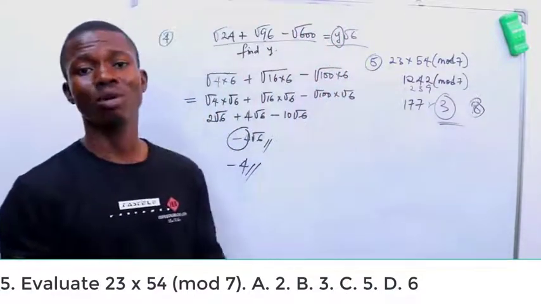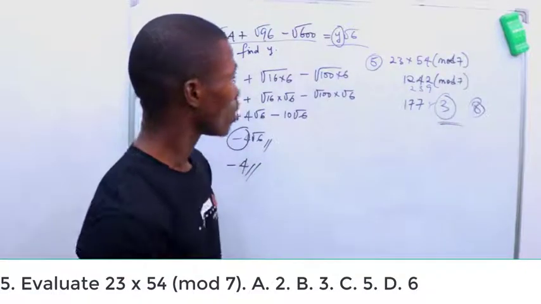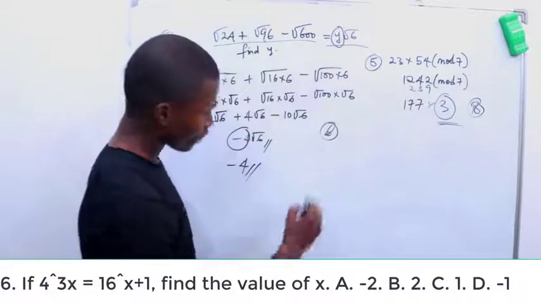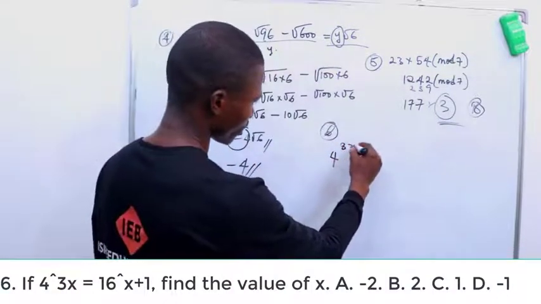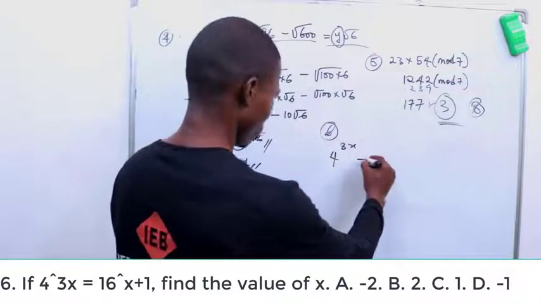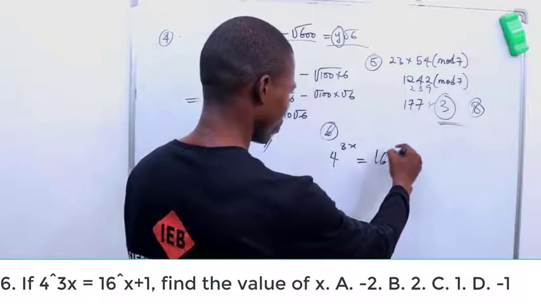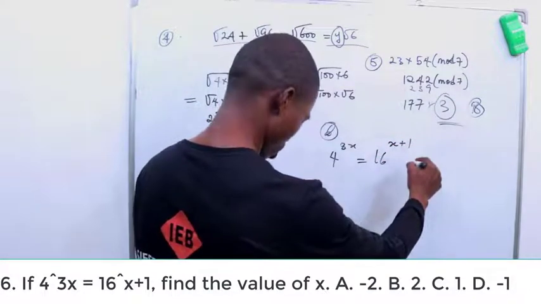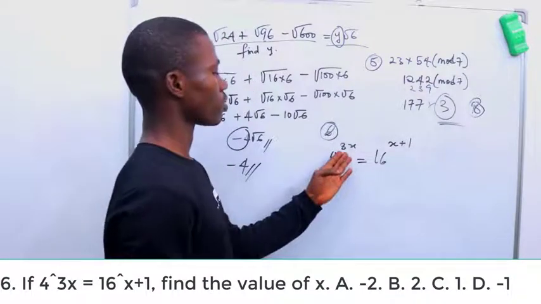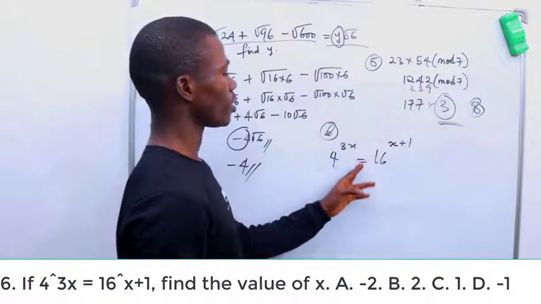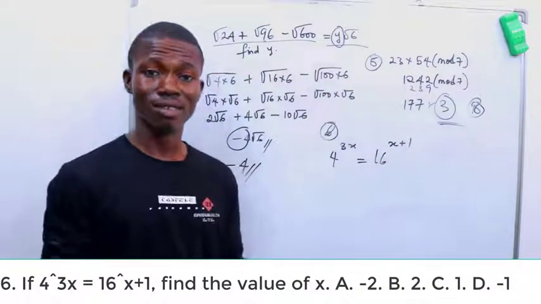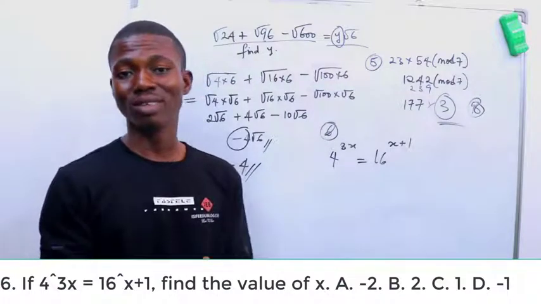Just visit ISIFE EDUBLOG and everything will be simplified. Let's go over to question number 6, which says that if 4 raised to the power 3x is equal to 16 raised to the power x plus 1, find the value of x. This is indices. ISIFE EDUBLOG has everything on indices for you.